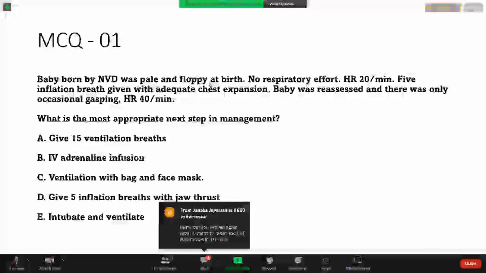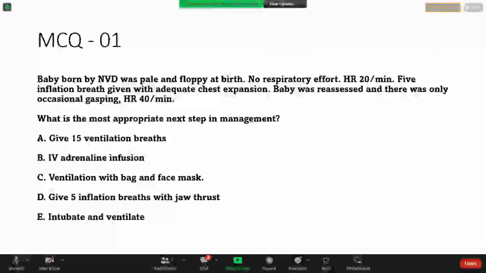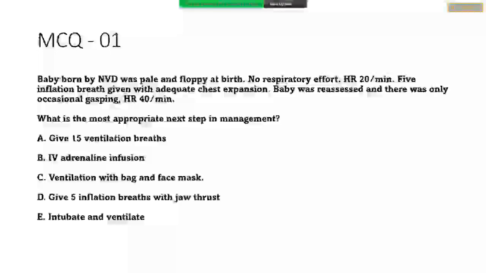So here, a baby born by normal vaginal delivery was pale and floppy at birth. No respiratory effort, meaning the child is not responding, no respiration. Heart rate is very, very poor. 5 inflation breaths given with adequate expansion. They have anyway put the patient in the neutral position, although they haven't mentioned it, because when doing the inflation breath, the child should be in the neutral position. With the inflation breath, they say there's an adequate chest expansion. So the inflation breath has succeeded.